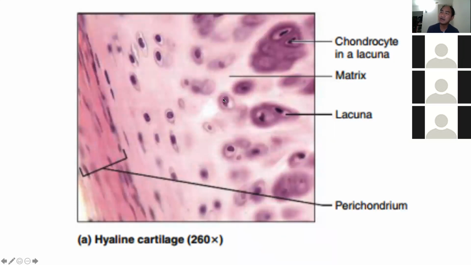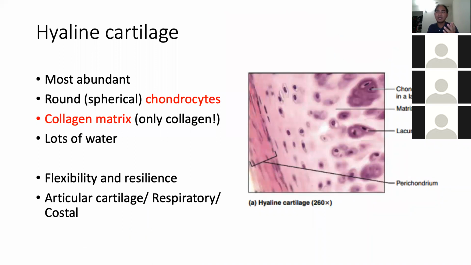And this is the hyaline cartilage. Now we can appreciate the matrix, which is nice and clear and smooth and pale, just like a ground substance. Now you can see the chondrocytes here inside, and chondrocytes stay within the pockets, which are called lacunae. Hyaline cartilage is for flexibility, resilience. We will use it for the articular cartilage, in the respiratory tract, in the costal cartilage. You have seen this all.